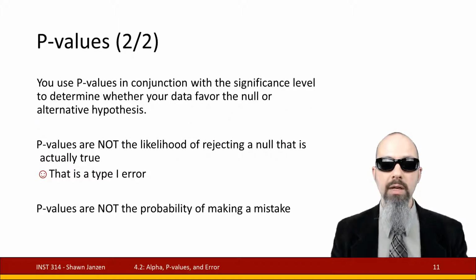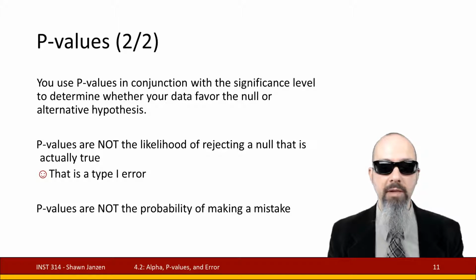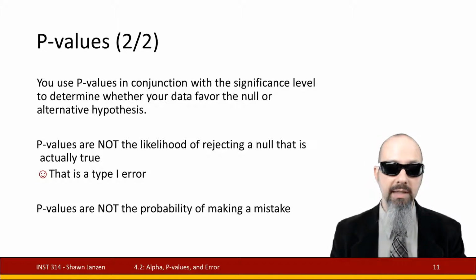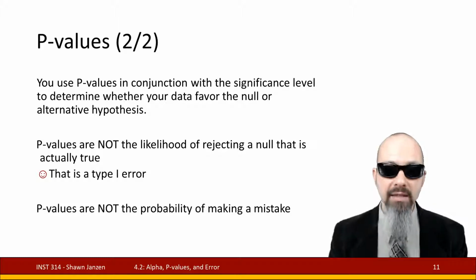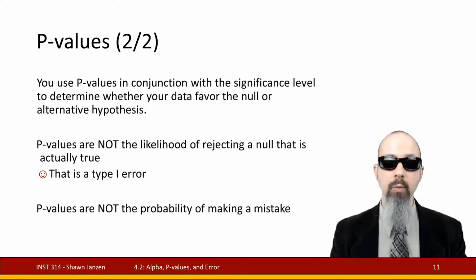So then what we're looking at is you can take that p-value and compare it back to the alpha to determine if you're going to be statistically significant. Now keep in mind that p-values are not the likelihood of rejecting the null that is actually true. That's what we call type 1 error. We're going to get back to that. P-values are also not the probability of making a mistake. It's not a 5% chance that I'm wrong.